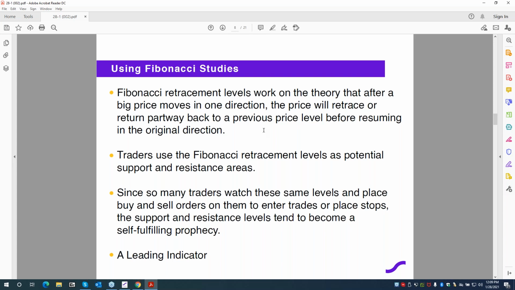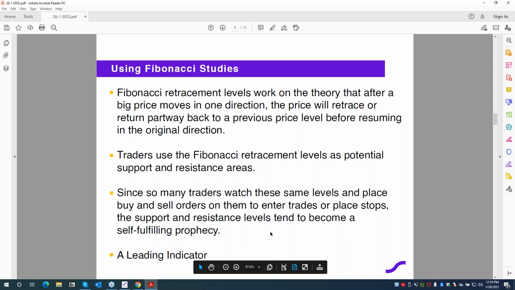Retracement means you have the instrument move in the opposite direction of the big move, and retracements usually last only a short period of time. Reversal, guys, means that something will reverse and go in the other direction for a longer period. So retracement is just a short pullback for a short amount of time. Now, traders use the Fibonacci retracement levels as potential support and resistance areas.